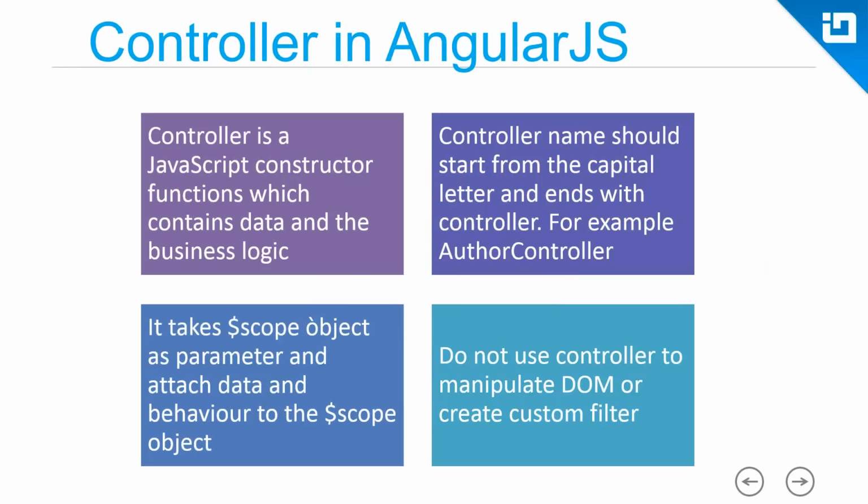Great. Then do not use a controller to manipulate the DOM or create custom filters. I have seen many times people make this mistake. They try to manipulate the DOM or create a custom filter inside the controller function. You must not do it. The reason is that controllers are supposed to be tested in isolation. If there is any dependency on the DOM in the controller, you cannot test it without having the view. So the best practice is that your controller should contain only the data and the business logic, such that you can unit test your business logic without having a view or any external dependency.